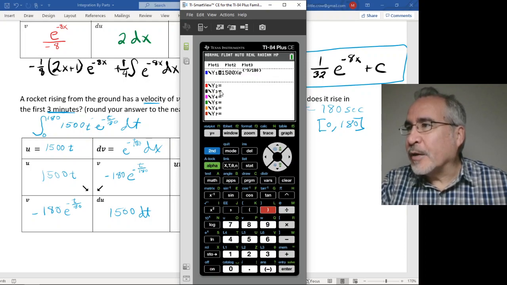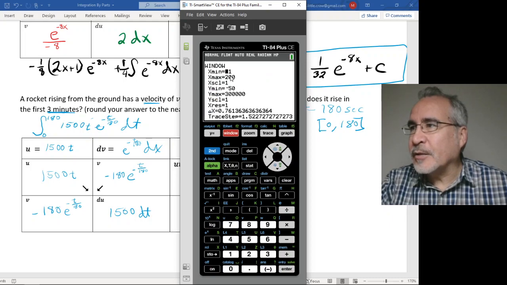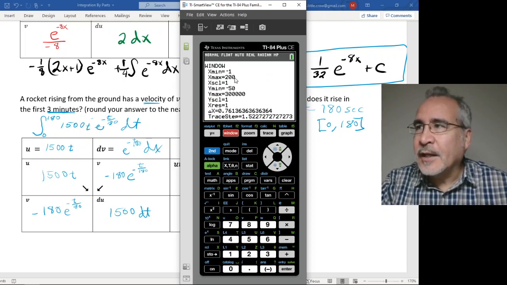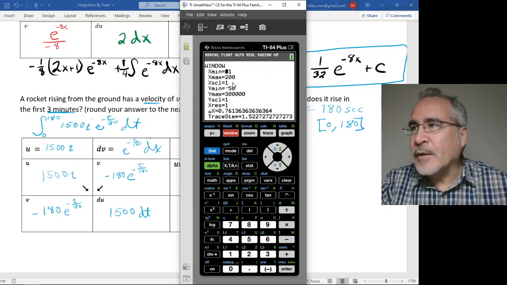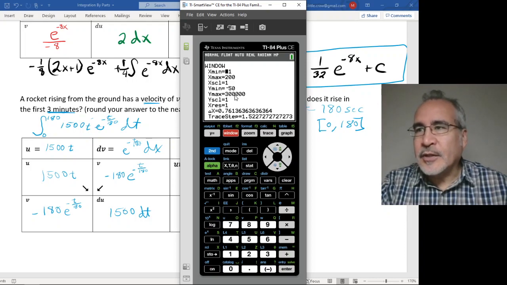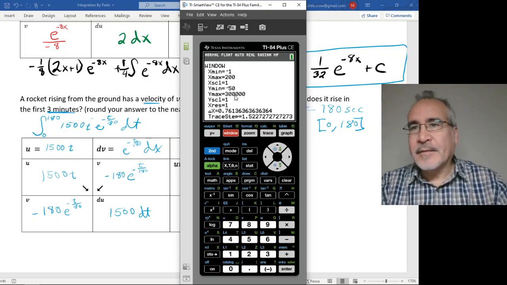Okay, so there's that. What I'm going to do is graph it. And remember, we're going from 0 to 180. Those are x values, so I want to make sure my x window's large enough. I went from -1 to 200. You could go from 0 to 200. I like to have a little bit of space, so a little more than 180. I did have to play with how big the window was.